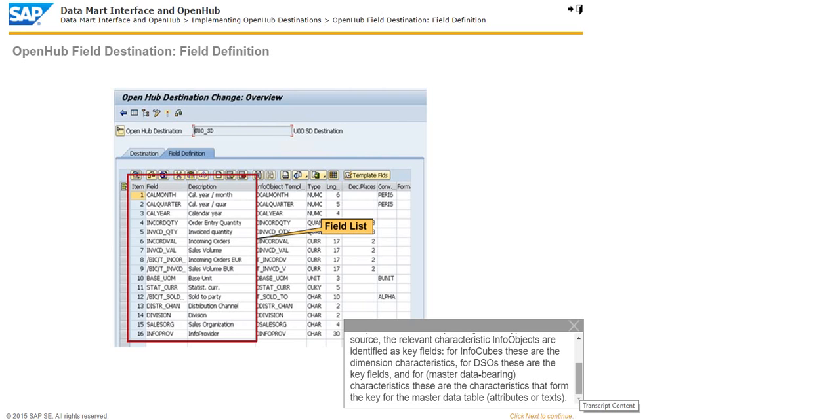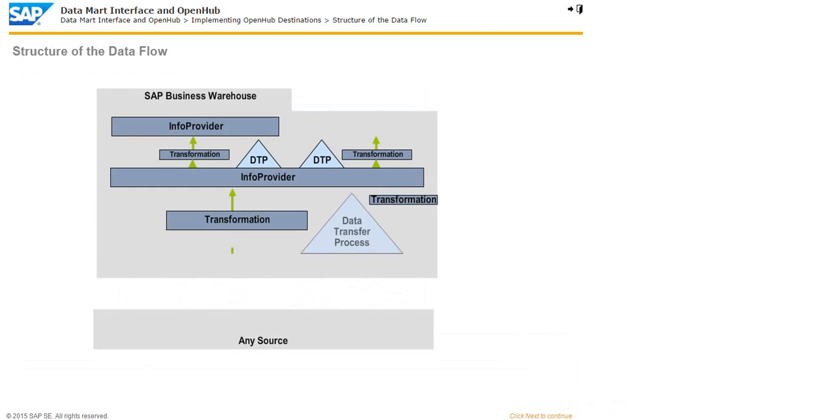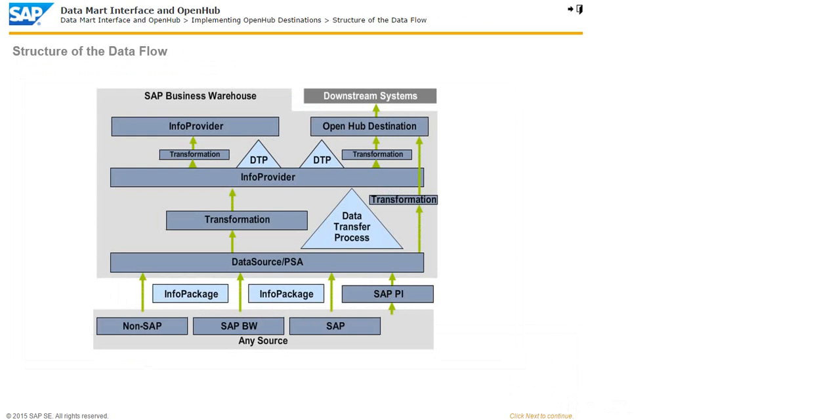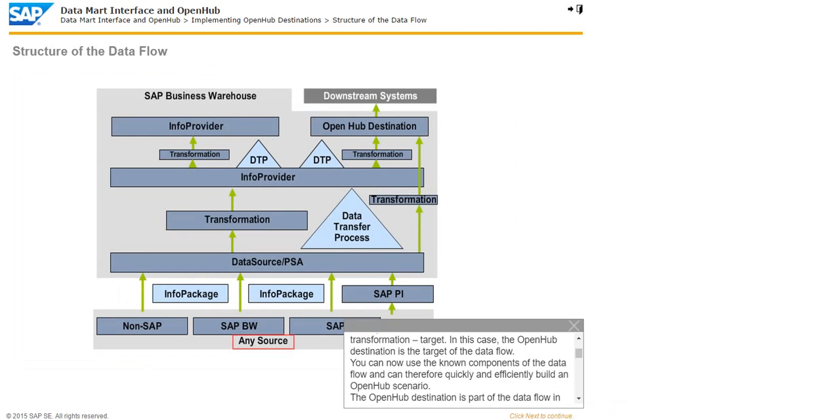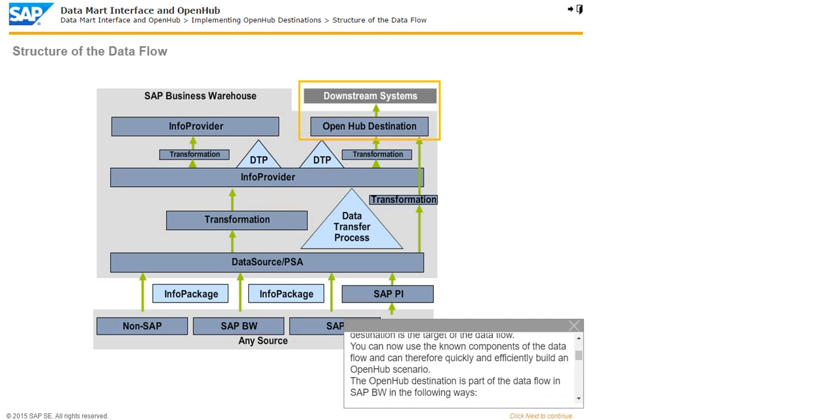After you have created the metadata for the destination, you must then determine the data flow between the source and destination. This data flow corresponds to the usual flow in SAP BW: source, transformation, target. In this case, the OpenHub destination is the target of the data flow. You can now use the known components of the data flow and can therefore quickly and efficiently build an OpenHub scenario.